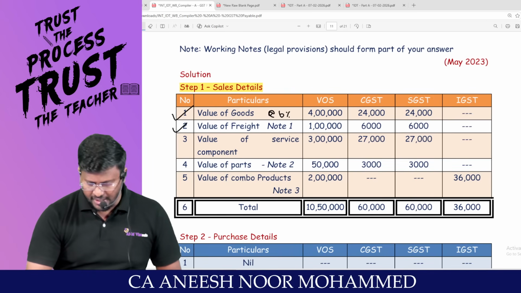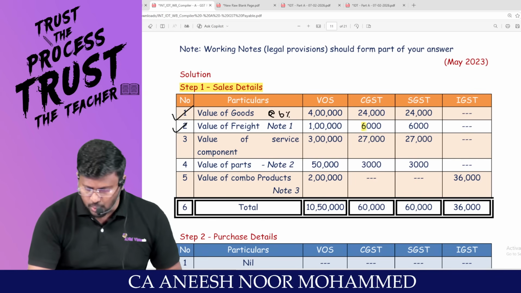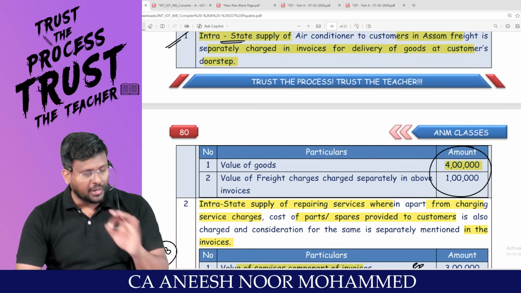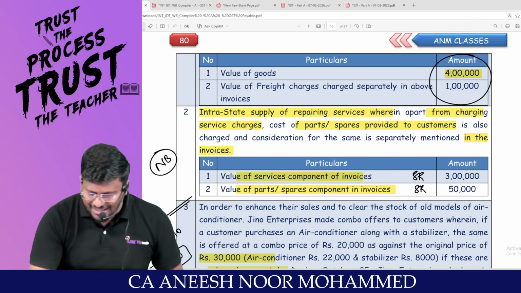So value of freight, man, 1 lakh. Again, same 6%. 1 lakh into 6%, 6,000. That's it, man. First adjustment we have pakka taken care of. Number 2, intrastate supply of repairing services.